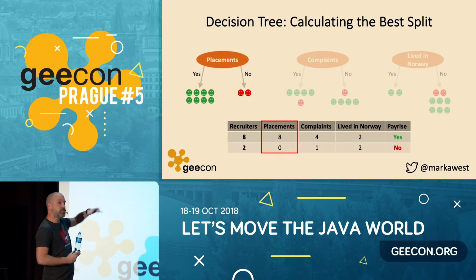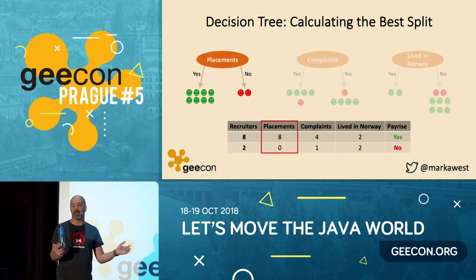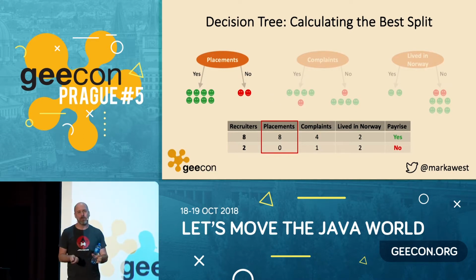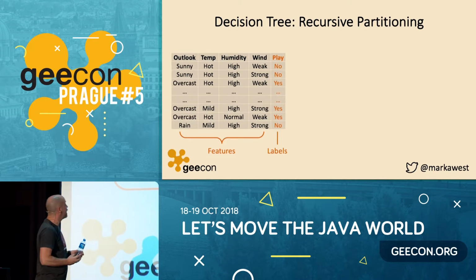And that's fine when you get that kind of situation where just one feature splits your data, it's brilliant. But if it's not that simple, and it rarely is, then you're going to have to do some kind of recursive partitioning. And this does exactly the same thing. This is a different data set.